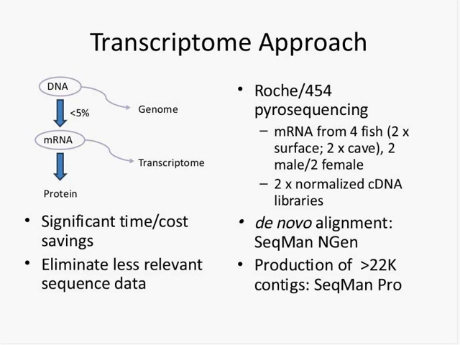And so we partnered with a company to produce normalized cDNA libraries and subjected our cDNA libraries to Roche 454 pyrosequencing. We were able to generate an enormous amount of data and then subsequently align it through a de novo transcriptome assembly project using SeqMan NGen through DNASTAR. And this ultimately provided us over 22,000 contigs, so a very rich data set.